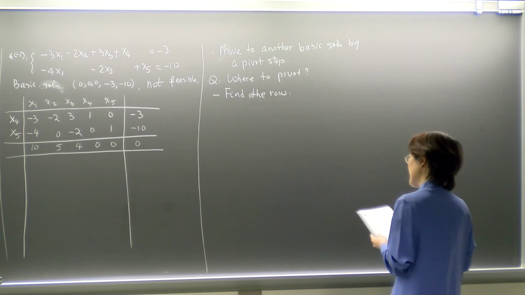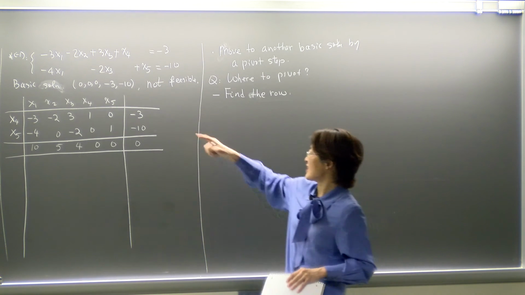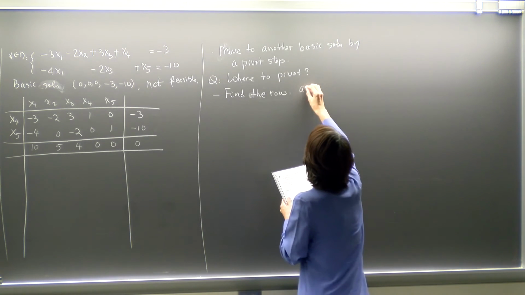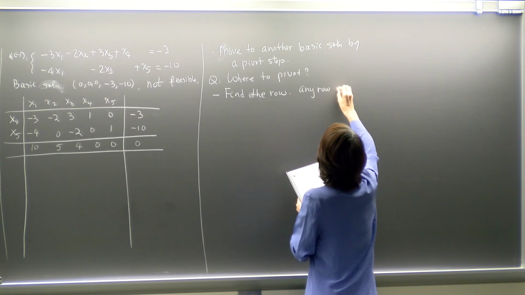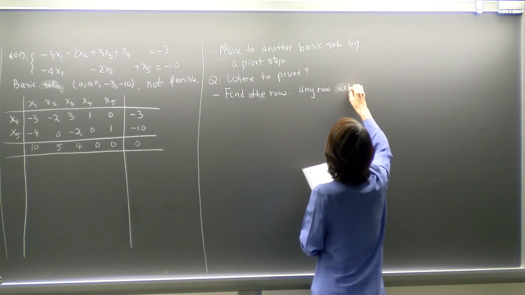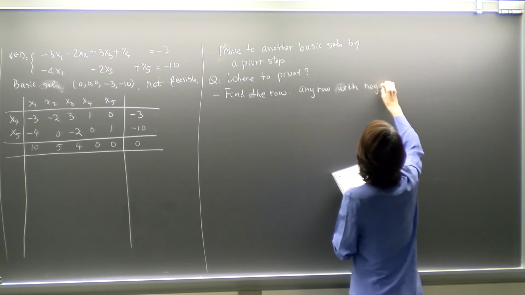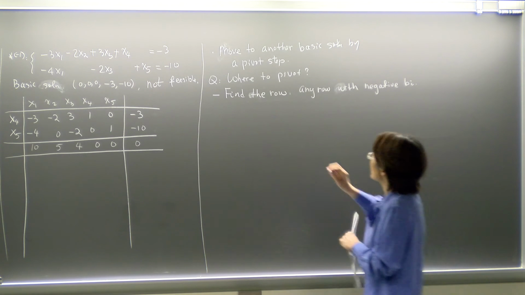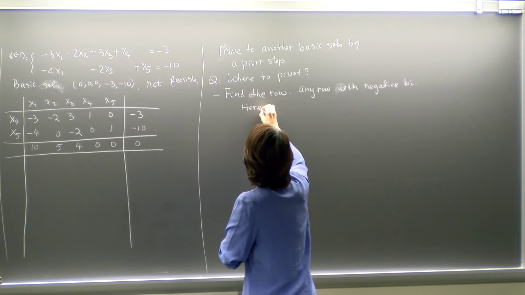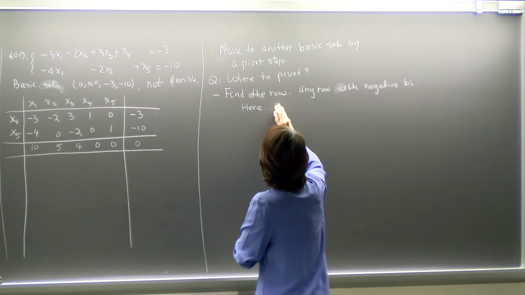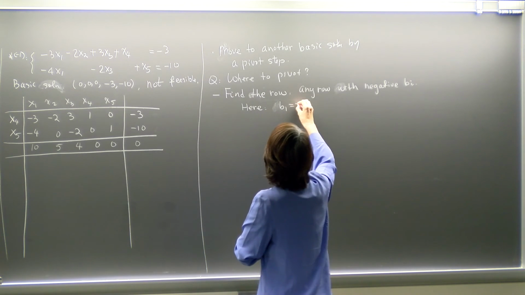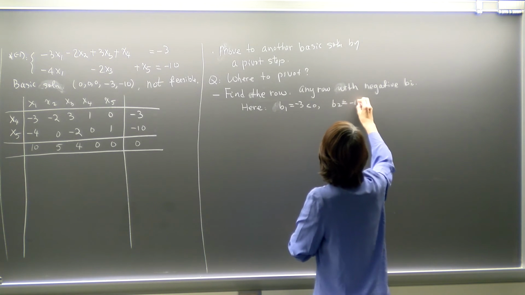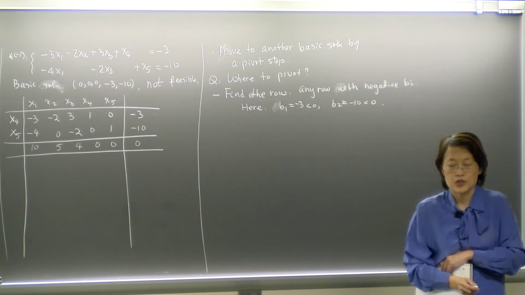So any row can be used to pivot as long as it has a negative b. Those are the criteria. Any row with negative b_i can be chosen. Here in this problem we can use either one: b1 is negative 3, less than 0, and b2 is negative 10, less than 0. So you can choose any of them.